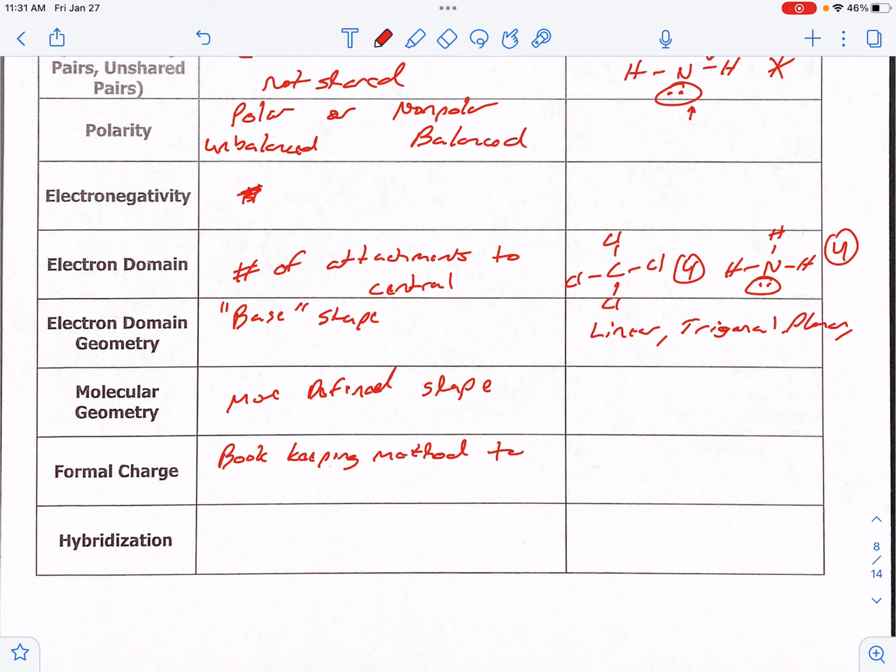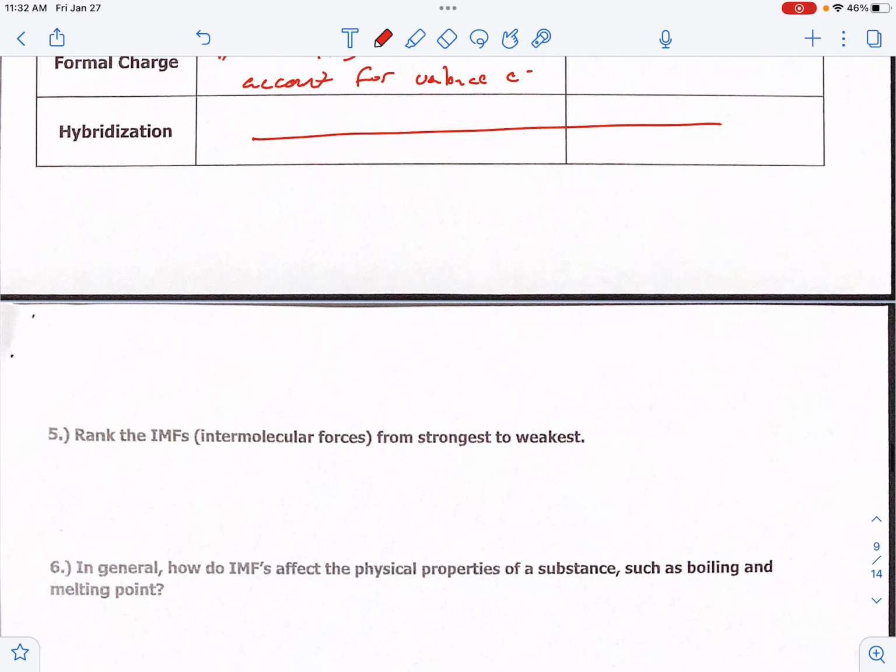To account for valence electrons. Now, if your teacher uses this method more, that's totally fine. Whenever we start doing Lewis structures here in a bit, if there's a way that you do it and it works every time, by all means, stick with it. Okay, I'm going to show you my method, and if that works for you, awesome. Okay, hybridization, we actually left that off on this unit, so I'm not going to skip over that part. Let's move on to the next section.